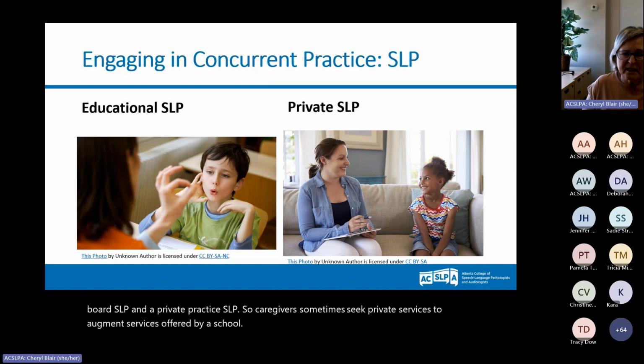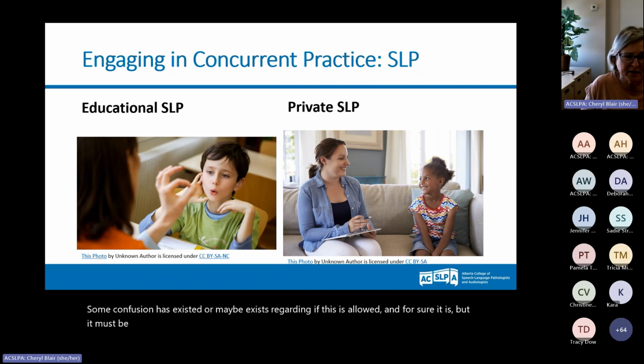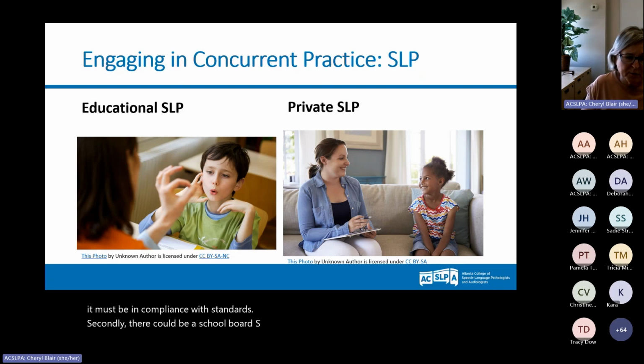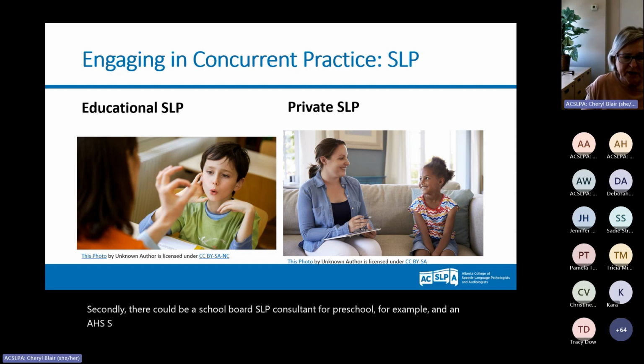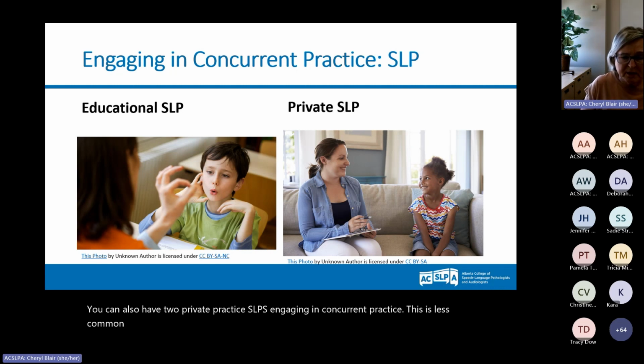Some confusion has existed, or maybe exists, regarding if this is allowed, and for sure it is, but it must be in compliance with standards. Secondly, there could be a school board SLP consultant for preschool, for example, and an AHS SLP involved with the same client. You can also have two private practice SLPs engaging in concurrent practice. This is less common, but caregivers sometimes try to compare services.